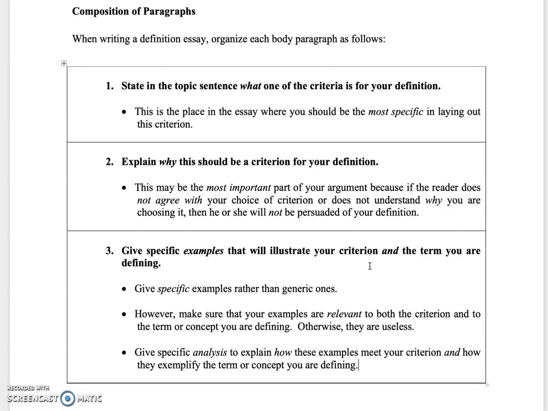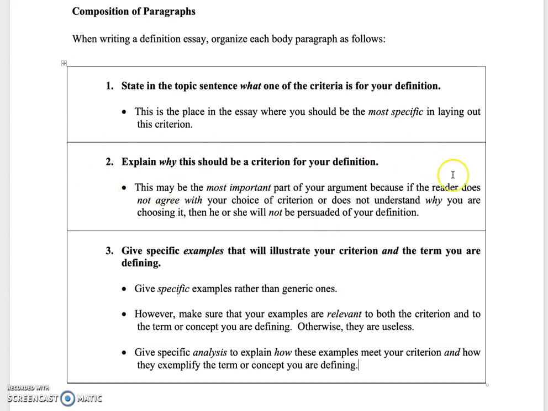First, you need a topic sentence that states what one of the criteria is for your definition. And of course, this should be one of the ones that you laid out in your thesis. This is the place where you need to be the most specific in stating what the criteria is. And you need to make it clear with good signaling language that this is a criteria. So you could say something like, "One of the criteria for X is," or "In order to be X, a person or a thing must have this quality." That's the kind of way you want to set that up. So that's just your opening sentence, your topic sentence, saying what the criteria is that you're going to be discussing in that paragraph.